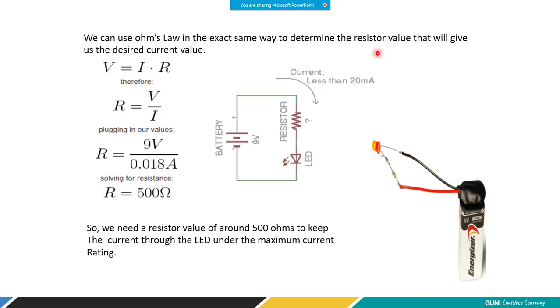Be careful here. In this circuit, the question that has been asked to you is, we can use Ohm's law in the exact same way to determine the resistor value that will give us the desired current value. For example, you have an LED to be connected with a 9 volt battery, and it is given in the data sheet of the LED that it can carry a current which has to be less than 20 milliampere. That means if I put a current higher than 20 milliampere, this LED will go out of the world, and I don't want that. I wish to keep it for a long time, right?